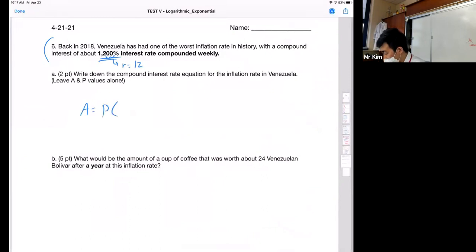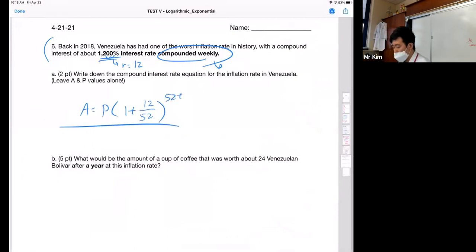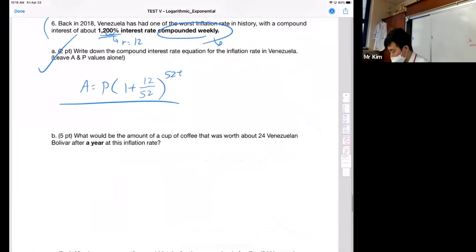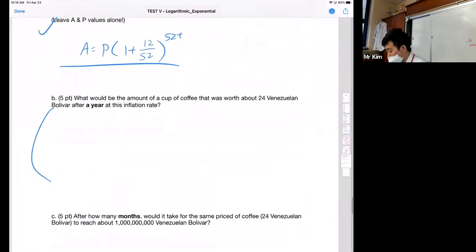A is equal to P. It's a compound interest rate of weekly. Danny, if it's weekly, how many weeks are in a year? 52. So 1 plus 12 over 52, 52t. This everyone got, I think. Whoever attempted this question. So what would the amount of coffee that was about 24 Venezuelan bolivar? That amounts to the same amount of price, let's say $1 or $2 back in like maybe 2000, early 2010s.